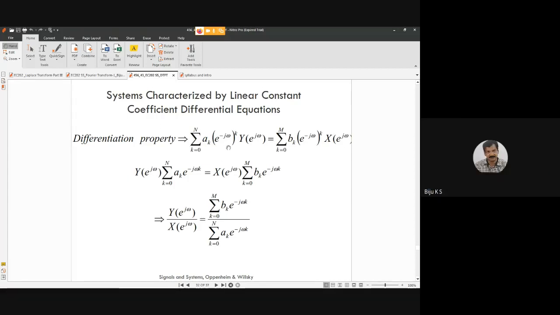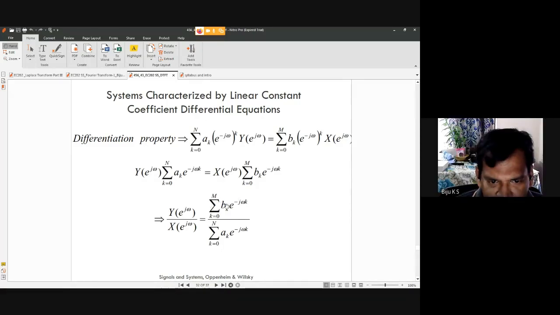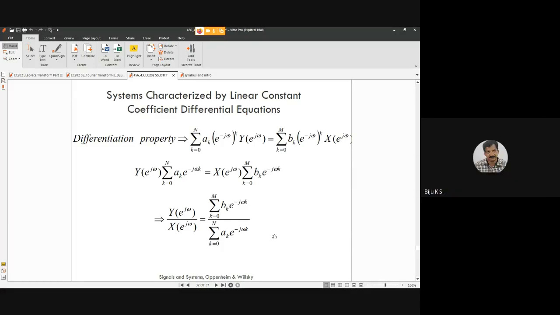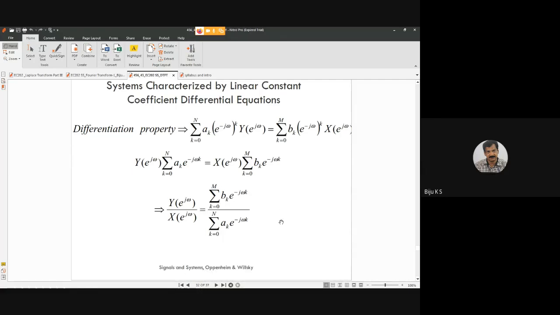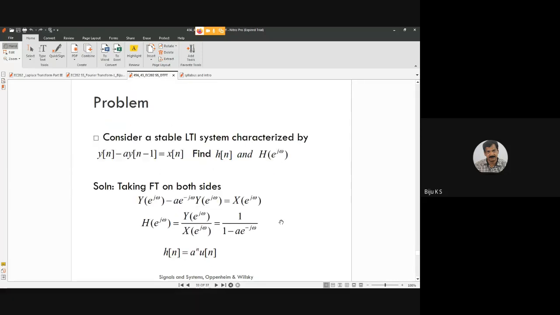From this, we can find Y(e^{jω}) and X(e^{jω}). You can take them outside. Then Y(e^{jω}) by X(e^{jω}) is equal to the summation of k from 0 to m of b_k e^{-jωk} divided by the summation from k from 0 to n of a_k e^{-jωk}. So this is the frequency response of this LTI system. I think we can go on to a problem.